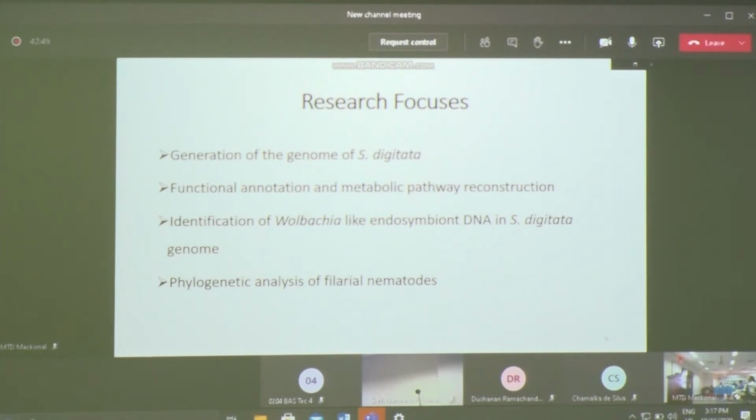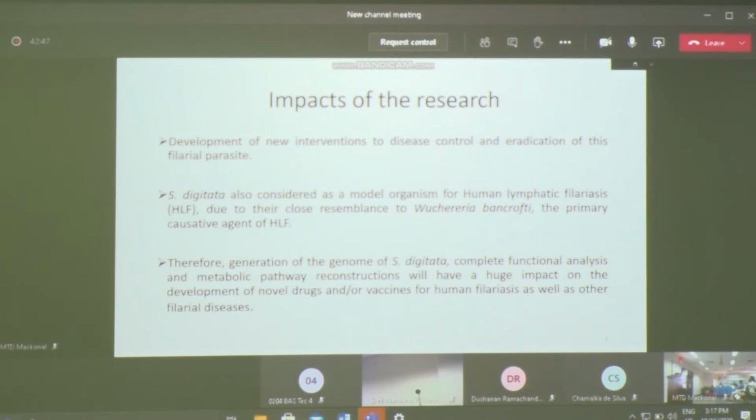This research will have an impact on development of new methods for disease control and eradication of this parasite, as this is the first time genomic analysis was done with Kotelawala. And also, this research will have a huge impact on the development of novel drugs for hemophilia, since Kotelawala is considered as a model organism for hemophilia cells, due to their close similarity to germinal.